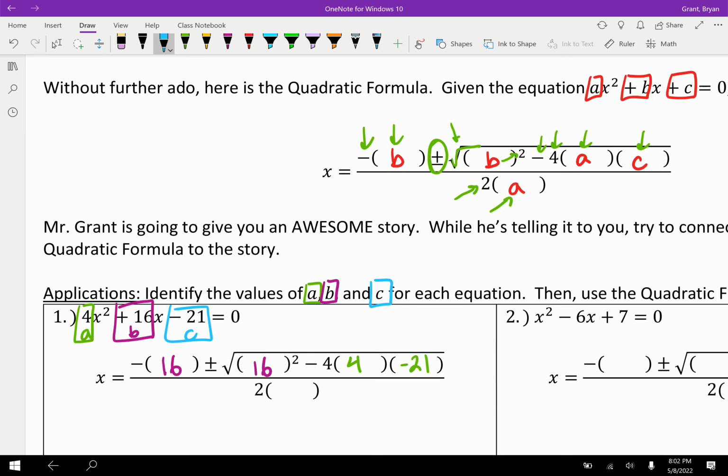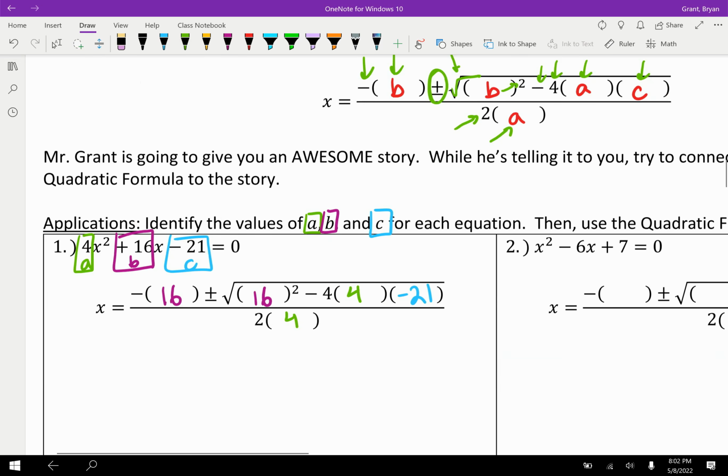It's supposed to change to blue, but that's okay. There we go, negative 21. And it was all over by 2a, so 2 times 4. All right, and that's it. You have now solved this equation. You've figured out what x is. Or is there more you might have to do?